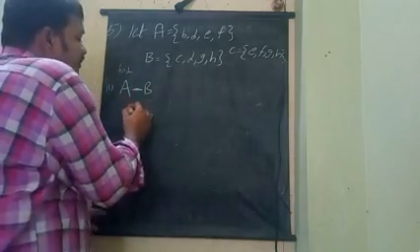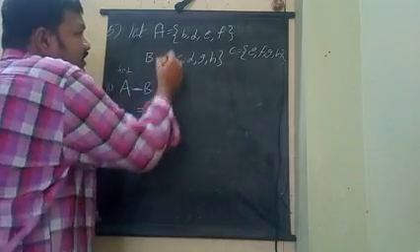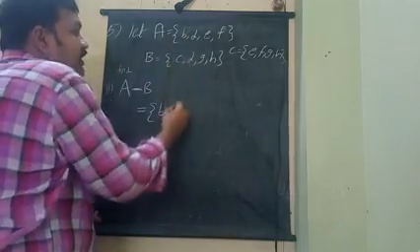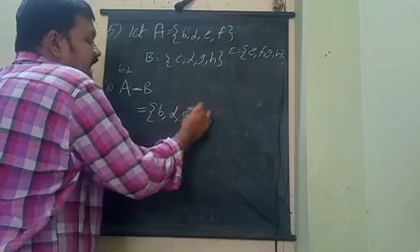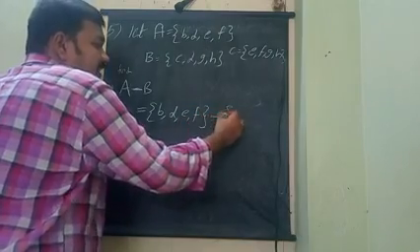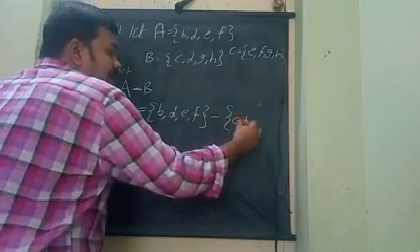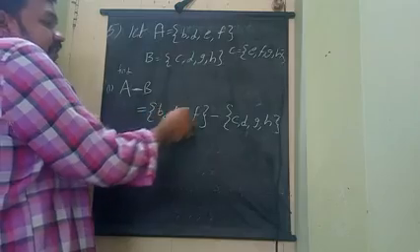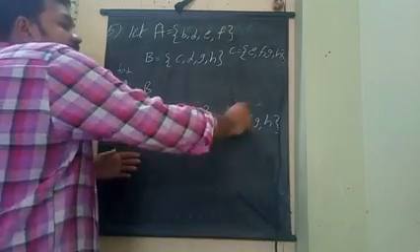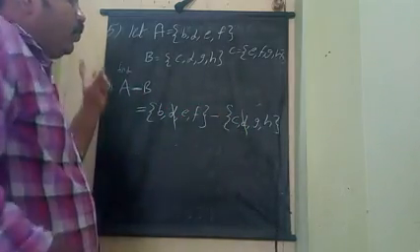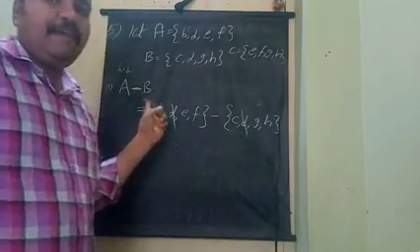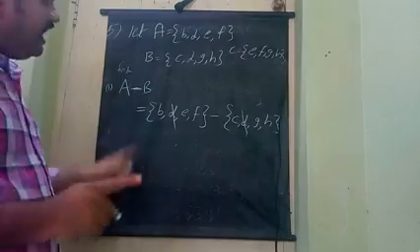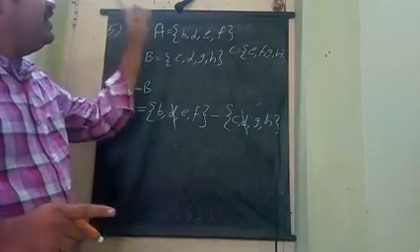So write the elements of A first. What are the elements of A? Alphabets are given. B, D, E, F. Minus B elements, which are C, D, G, H. Difference means subtraction. Which are common here? B and D are common. Difference means remains in first set. Keep in mind, difference means remains in first set.